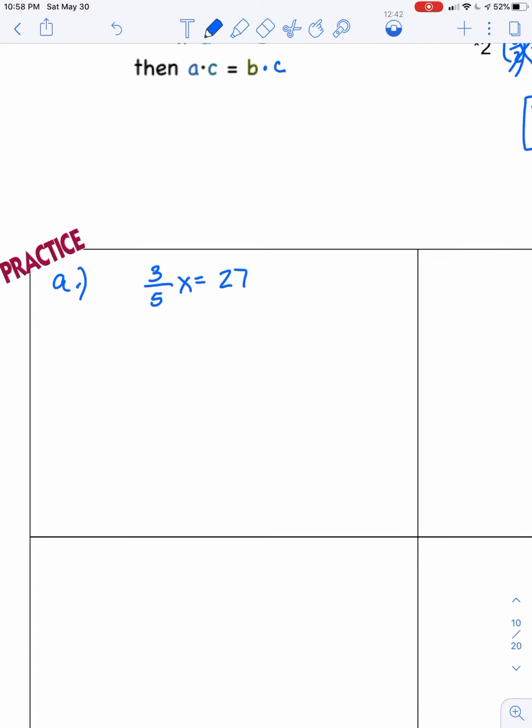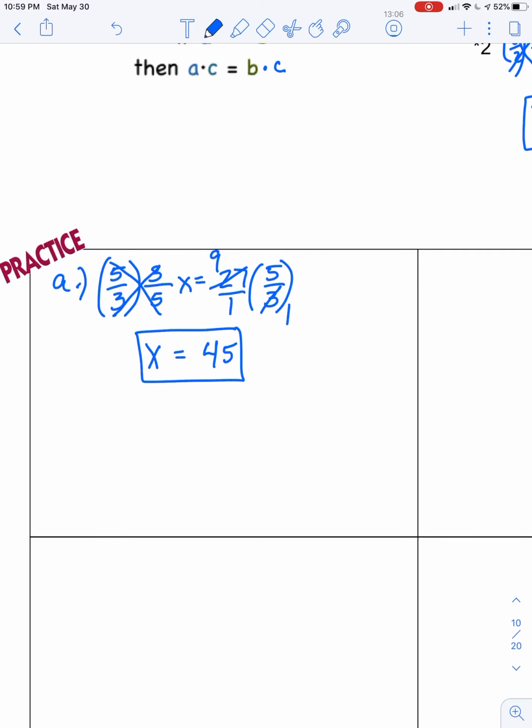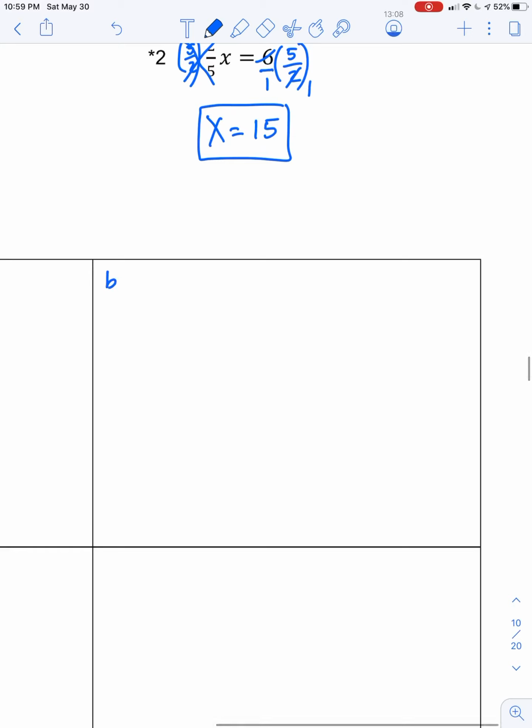So we have a fraction here being multiplied with x. So this is another one of those where we're going to multiply by the reciprocal. We need to keep our multiplication property of equality in mind, so we do both sides. We multiply both sides by 5/3. These will cancel out to make 1x equals, we can do some cross canceling here, and you end up with x equals 45 for letter A.